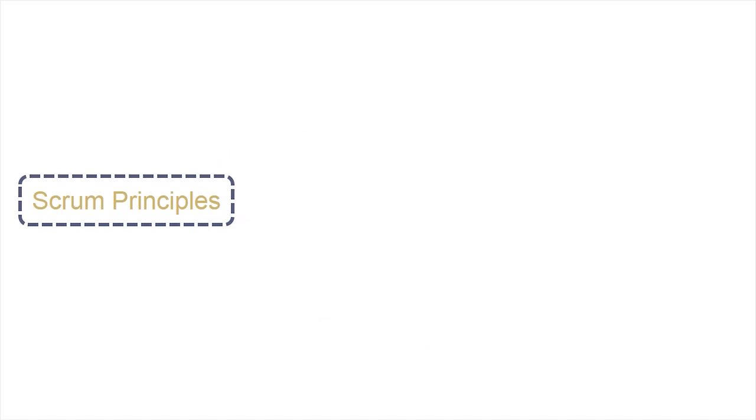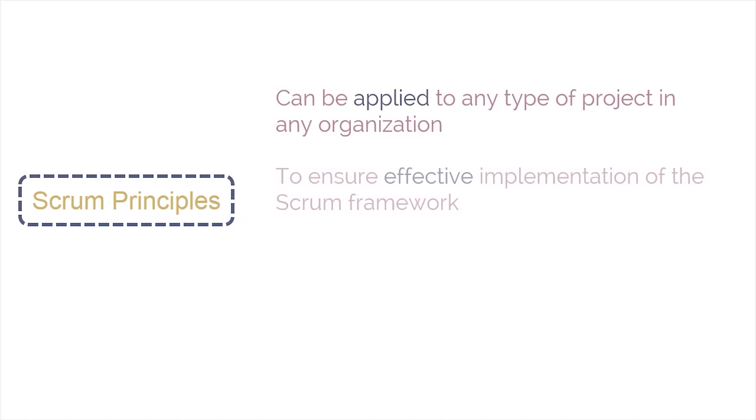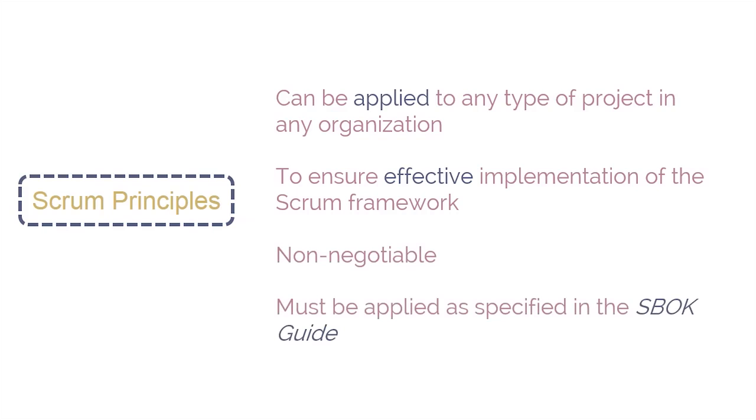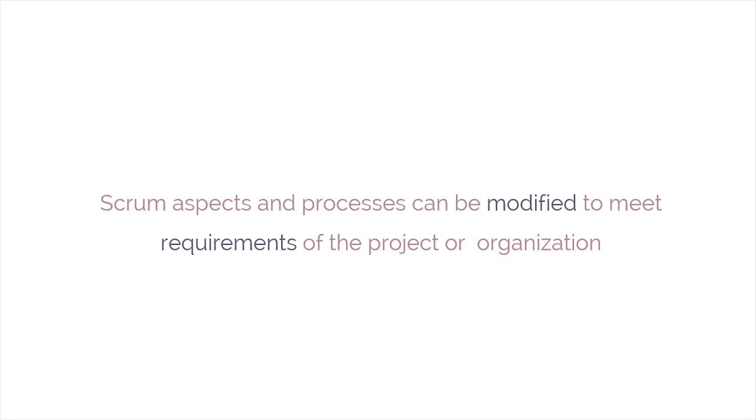Note that Scrum principles can be applied to any type of project in any organization and should always be followed in order to ensure effective implementation of the Scrum framework. Scrum principles are non-negotiable and should be applied as specified in the SBOT Guide. Keeping the principles intact and using them appropriately instills confidence in the Scrum framework with regard to attaining the objectives of the project. On the other hand, the Scrum aspects and processes can be modified to meet the requirements of the project or the organization.